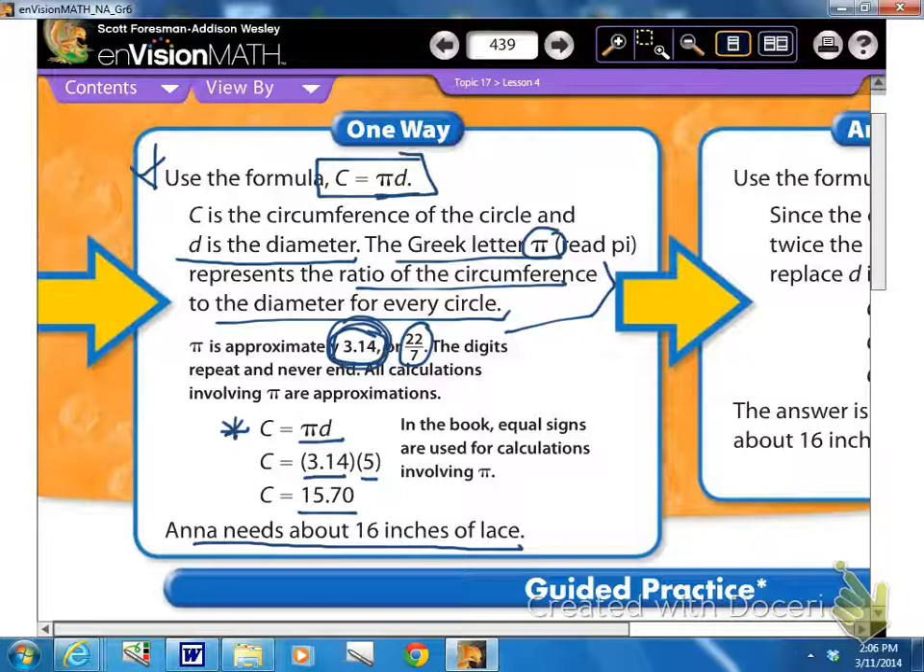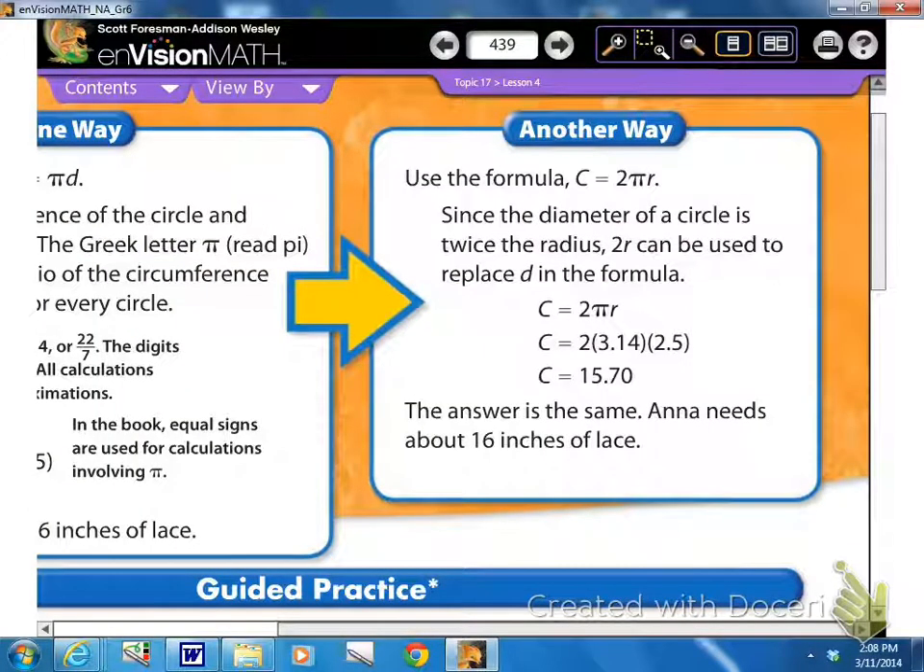Let's look at the other way. Alright, so here's another formula that we can use to find circumference. We can say that circumference is also equal to 2 times pi times the radius. Now, in the first way it was circumference equals pi times diameter. Well, what is our diameter? Our diameter is equal to 2 times the radius. So that's why we can take the diameter out and put in the 2 and the radius. And remember, when we're multiplying, this is 2 times pi times the radius.